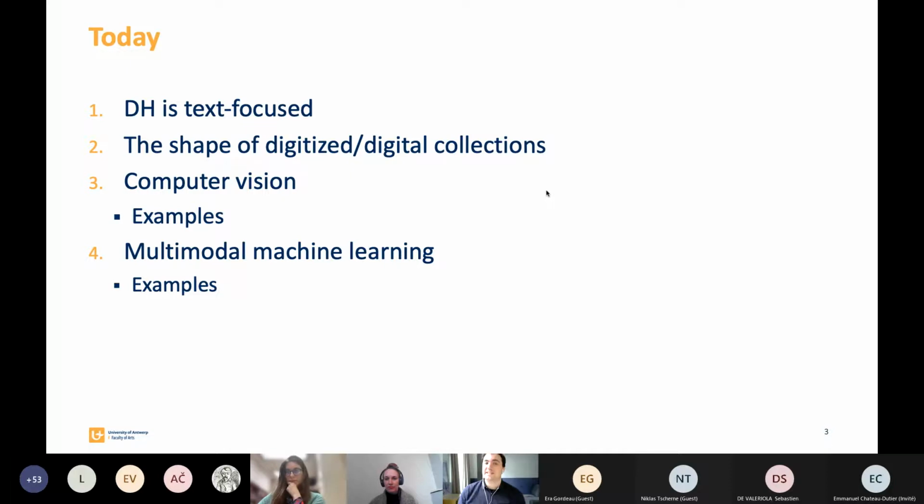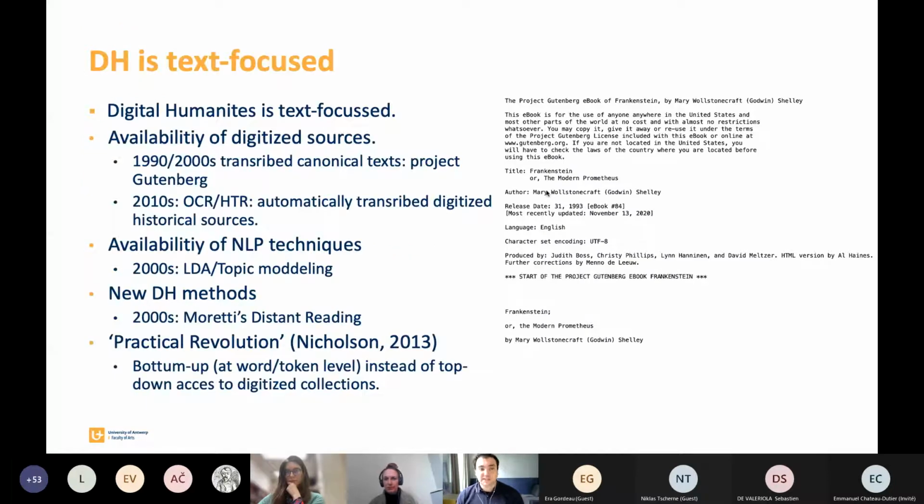So why is digital humanities text focused? I think this is mainly the result of three things. First of all, most importantly, the availability of digitized sources, right? As many of you know, from the early 1990s onwards, canonical texts, mostly from literature, were transcribed, most famously, I think, in Project Gutenberg. And from the 2010s onwards, we had this revolution of OCR, optical character recognition, and HTR nowadays, handwritten text recognition, that are able to automatically transcribe digitized historical sources and text.